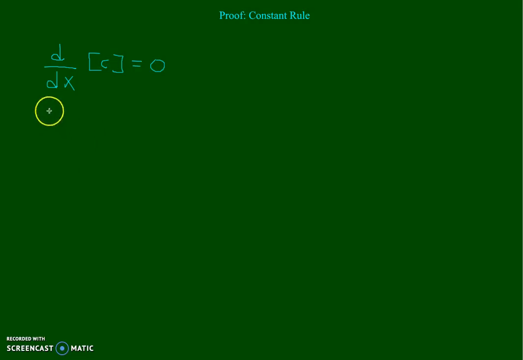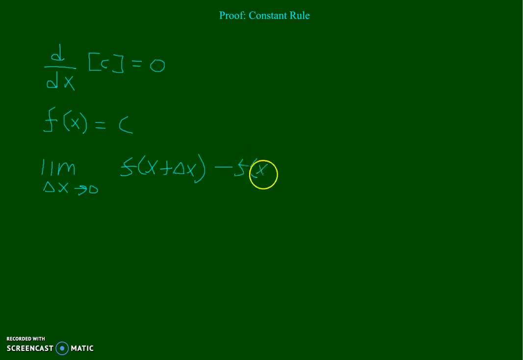And so, if we let f of x equal some constant c, then the limit as delta x approaches 0 of f of x plus delta x minus f of x over delta x, this is the difference quotient, is simply equal to the limit as delta x approaches 0 of c minus c over delta x.